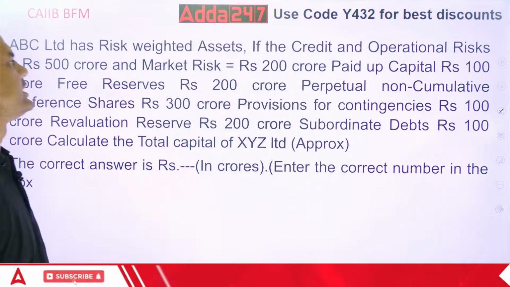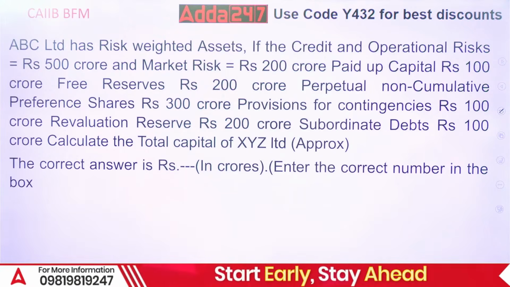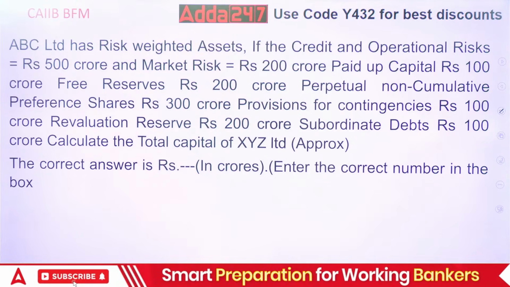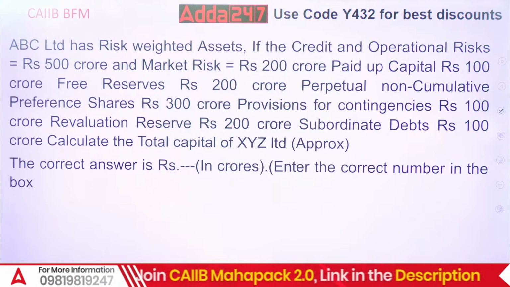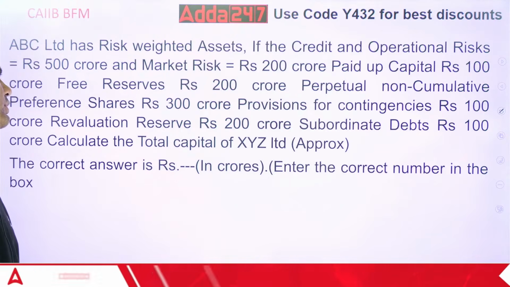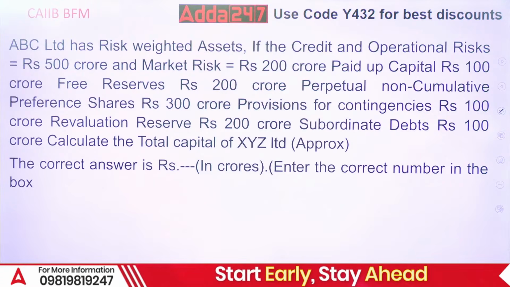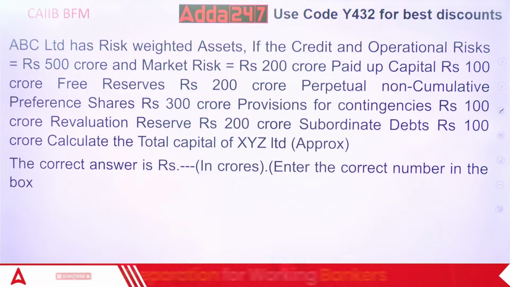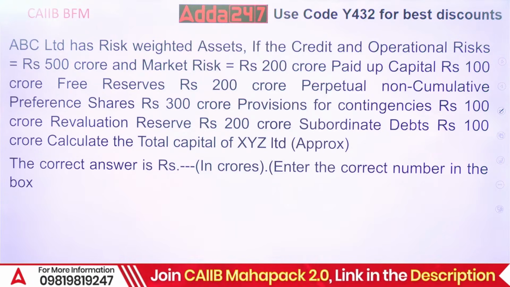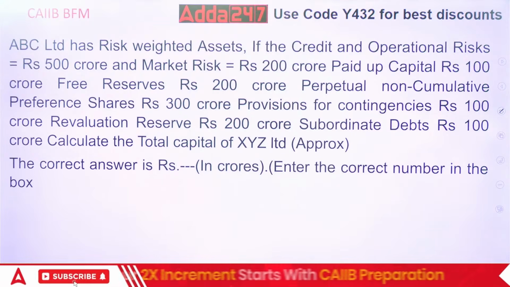ABC Limited has a risk-weighted asset. If the credit and operations risk are 500 crores, market risk is 200 crores, paid up capital is 100 crores, free reserves are 200 crores, PNCP are 300 crores, provisions for contingencies are 100 crores, revaluation reserves are 200 crores, subordinate debt are 100 crores.